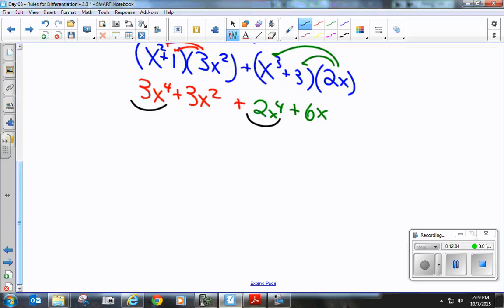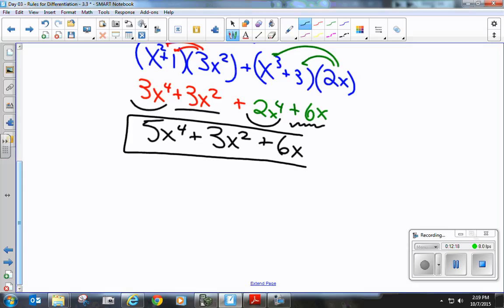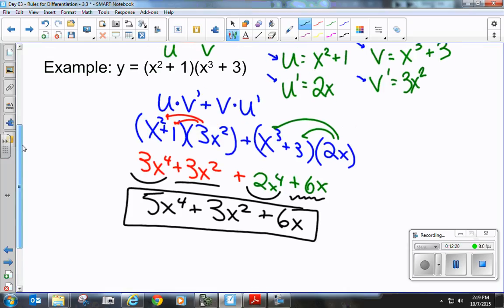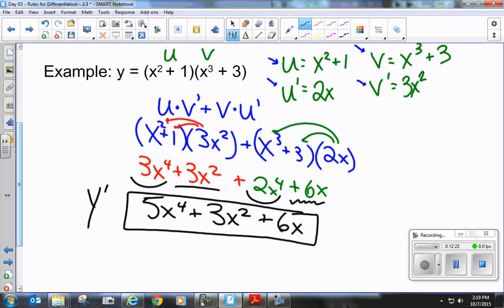What do I get? 5x to the fourth plus what's next? 3x squared plus what's next? 6x. There you go. That is the derivative of those two functions being multiplied together. That's what y prime is. Isn't that horrible? Right? I think it's a heck of a lot easier.